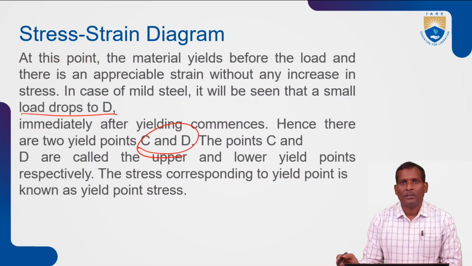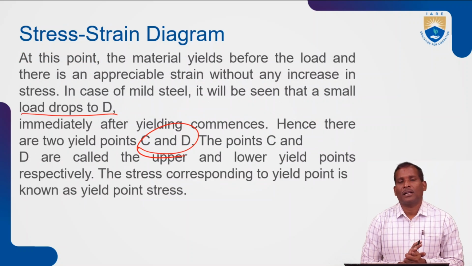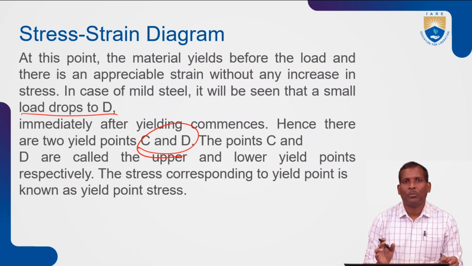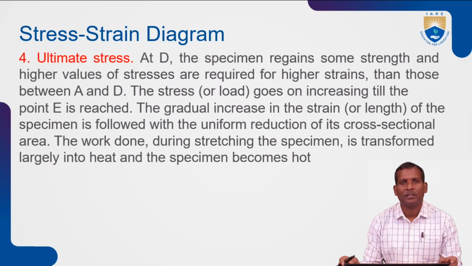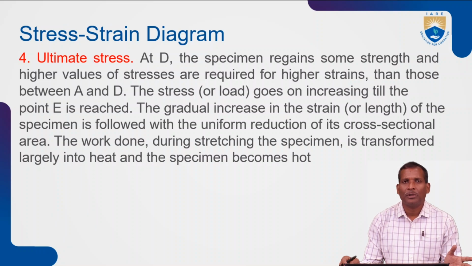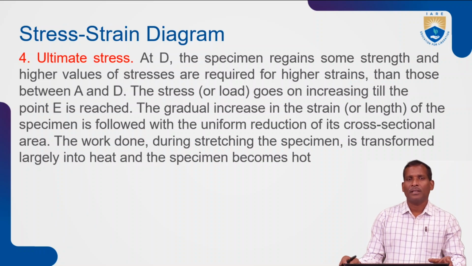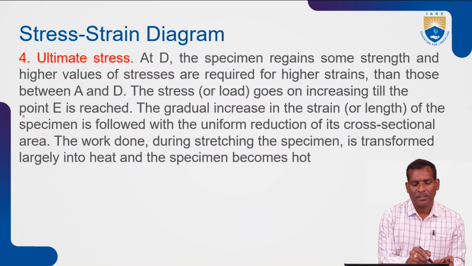See, in this, the points C and D are called the upper and lower yield point. The stress corresponding to the yield point is known as the yield point stress: upper yield point stress and lower yield point stress. At D, the specimen regains some strength and higher values of stress are required for higher strains than those between A and D. The stress or load goes on increasing till the point E is reached.